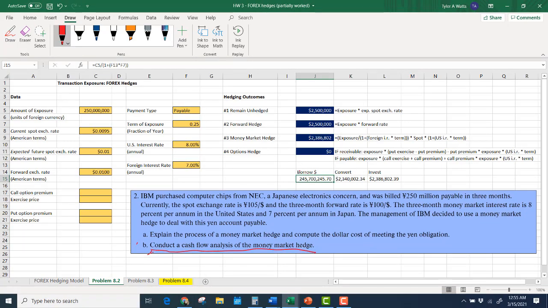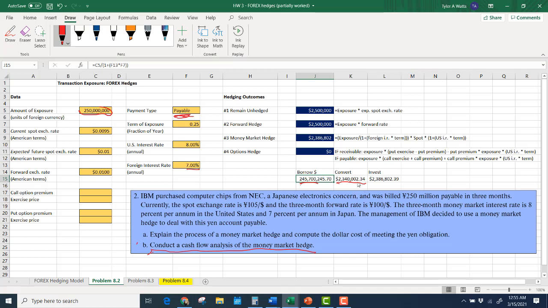Okay, then it's asking us to conduct a cash flow analysis of the money market hedge. So let's think about what's happening down here. And we have to remember, because this is a payable, we're flipping things around. The math's the same, but the sequence of events is different. So what we're ultimately doing here is we're basically saying, how much dollars would we need today to acquire the amount of yen we would need invested at the Japanese interest rate, such that that investment would mature at the 250 million yen that we're going to owe here in 3 months.